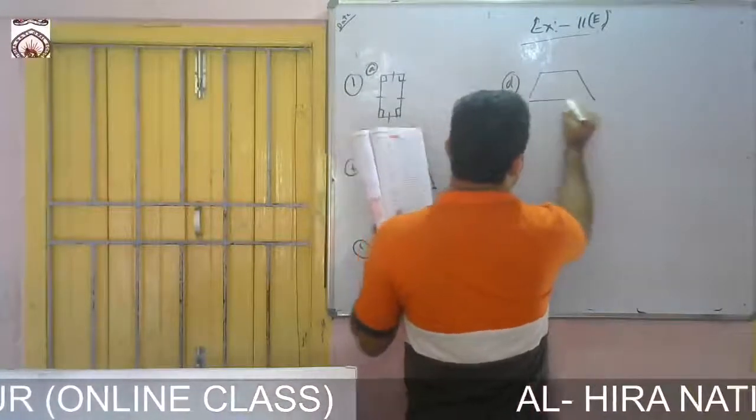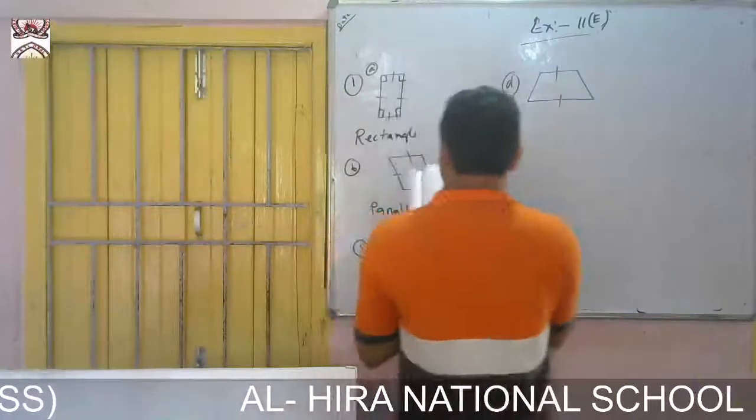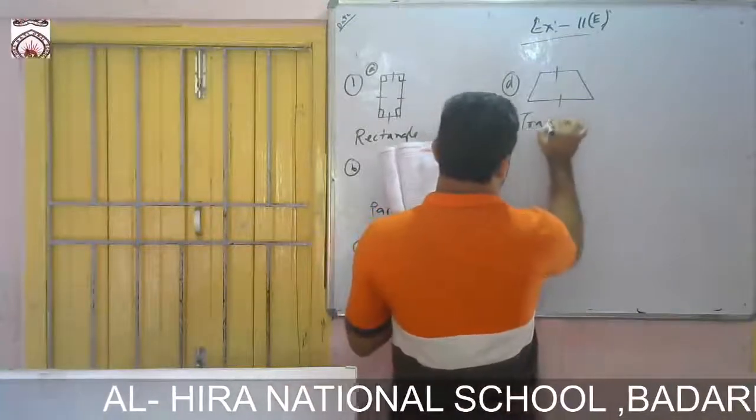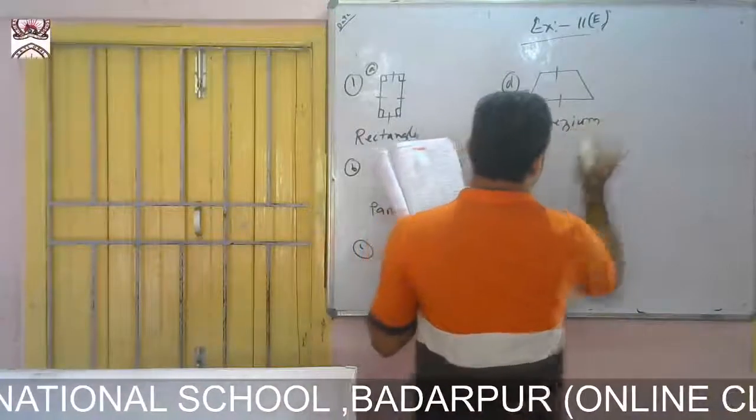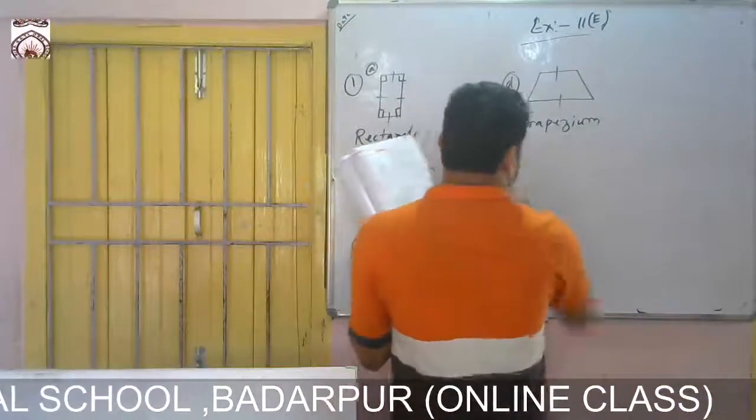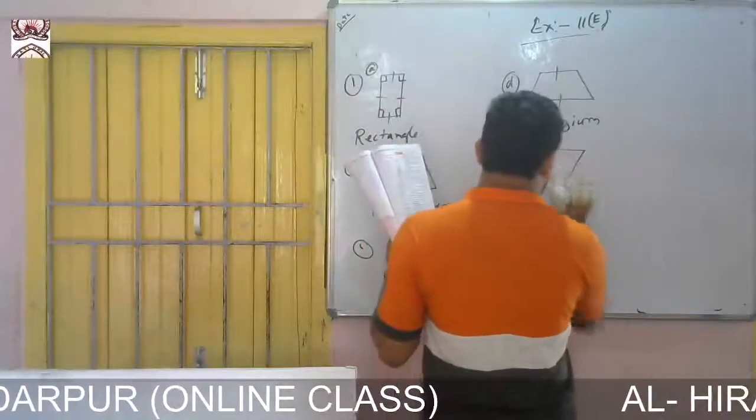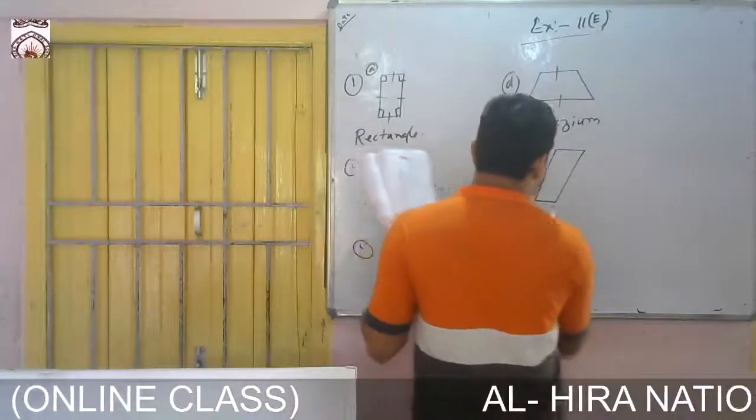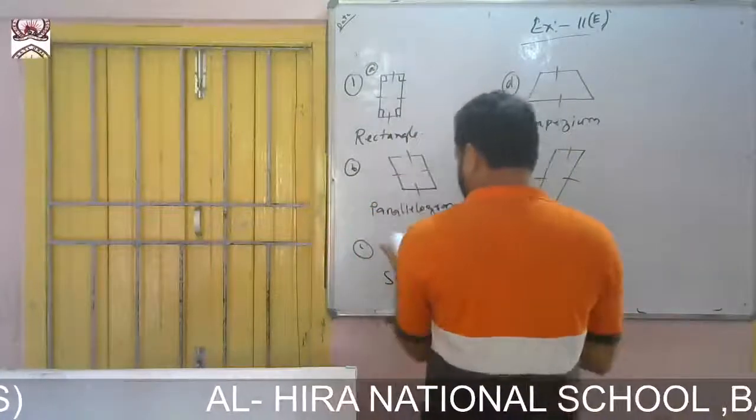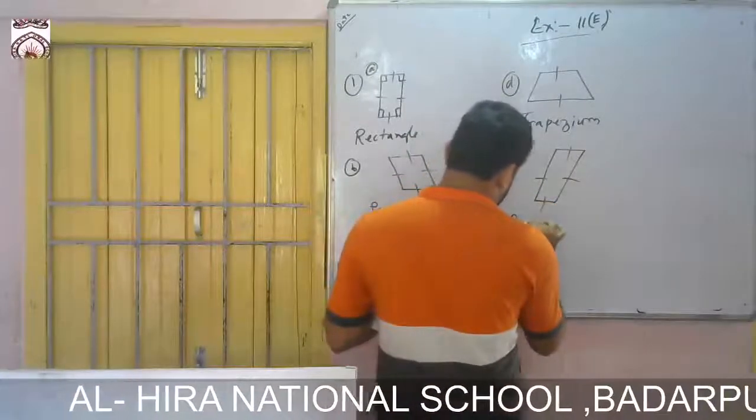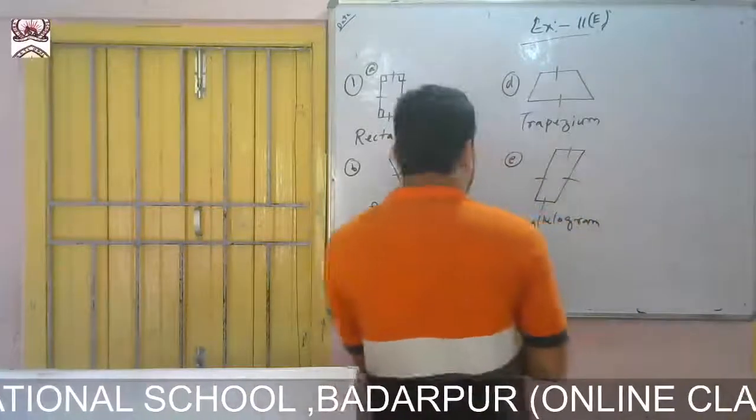Why a trapezium? One pair of parallel lines. This line is equal to this line, and these are not parallel. So it will be a trapezium. Now come to E. What is there? So this is also one type of parallelogram. How? This side is equal to this side is equal to this side. So it is also a parallelogram.